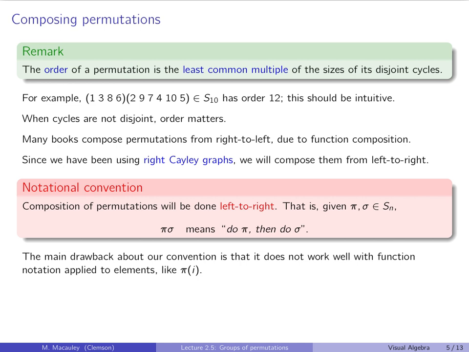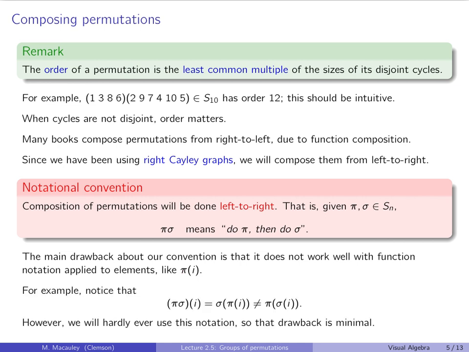The main drawback about our convention is that it does not work well with function notation applied to elements like pi of I. For example, in my notation, if I write pi sigma of I, then that's equal to first apply pi to I and then apply sigma, which is different than writing pi of sigma of I, which if you compared this to the original, you would think, oh, maybe this is equal to that. And if you write right to left, then these things are equal. So we will hardly ever use this notation. So that drawback for us is minimal. But for some people, it's major.